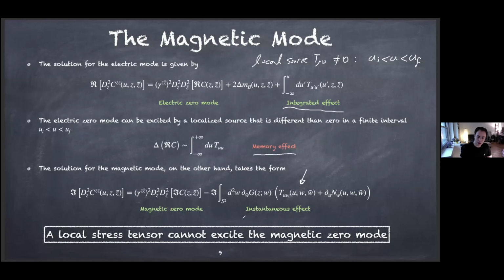And this is why I call this effect an instantaneous effect, because it's not integrated over the null coordinate. And the meaning of this is very important. It means that a local stress tensor cannot excite the magnetic mode. This is an important conclusion that distinguishes the magnetic mode from the electric mode. So the physics of these two modes is very different. There is no memory effect for the magnetic mode, and we cannot excite the zero mode with a local stress tensor.